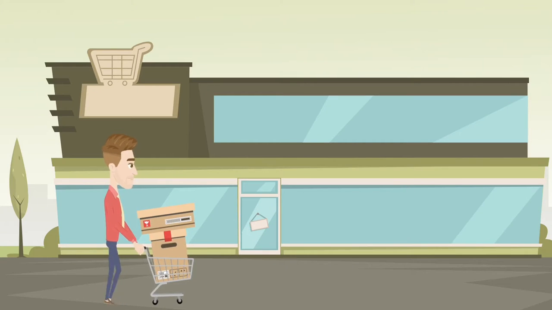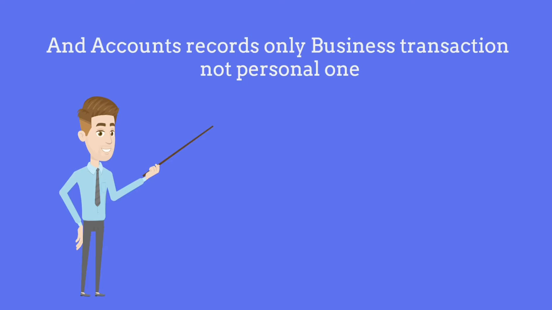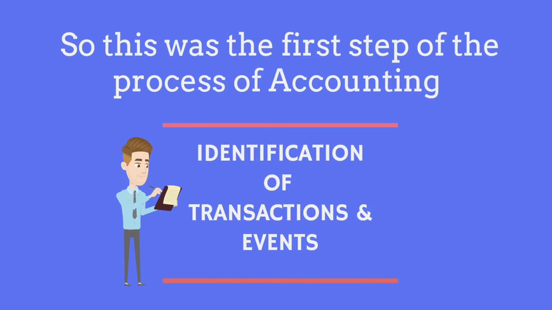Mr. Ram goes to the Ahmedabad mall. There Mr. Ram purchased a shirt for himself. This type of transaction is called a personal purchase or personal transaction. A point to remember is that accounting only records financial transactions, not personal transactions. So this is the first step of the process of accounting: identification of transactions and events.